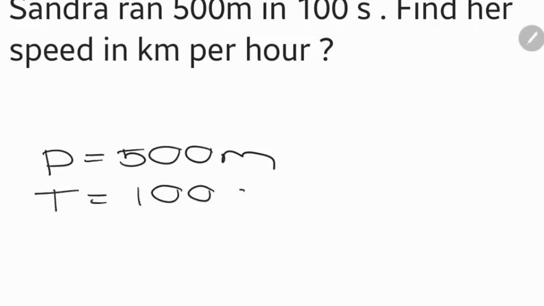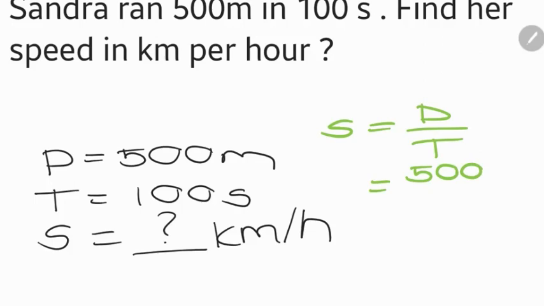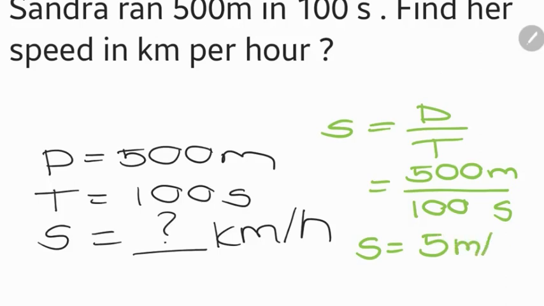Sandra ran 500 meters in 100 seconds. Find her speed in kilometers per hour. Her distance is 500 meters and her time is 100 seconds. Her speed is in kilometers per hour. The formula for speed is distance divided by time. 500 meters divided by 100 seconds. As you can see, meters must always be divided by seconds. Kilometers must always be divided by hours. Therefore, the speed is equal to 5 meters per second.